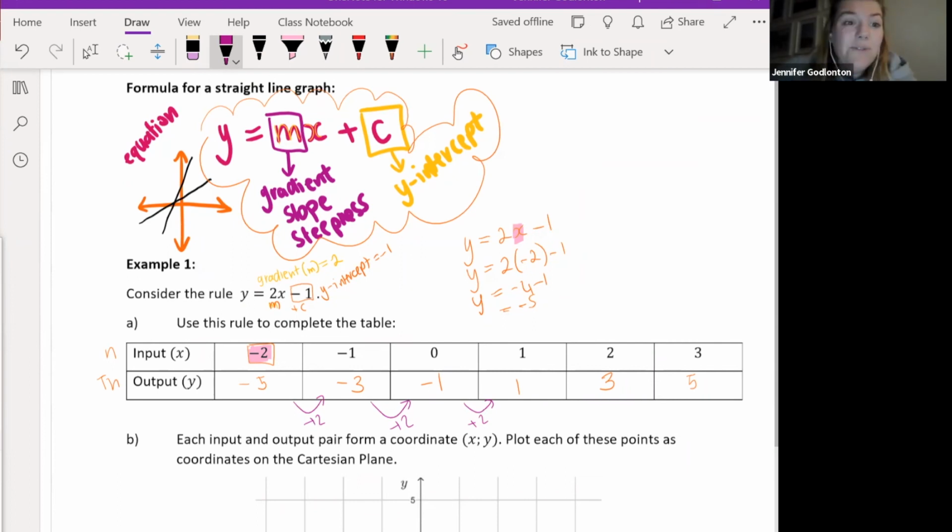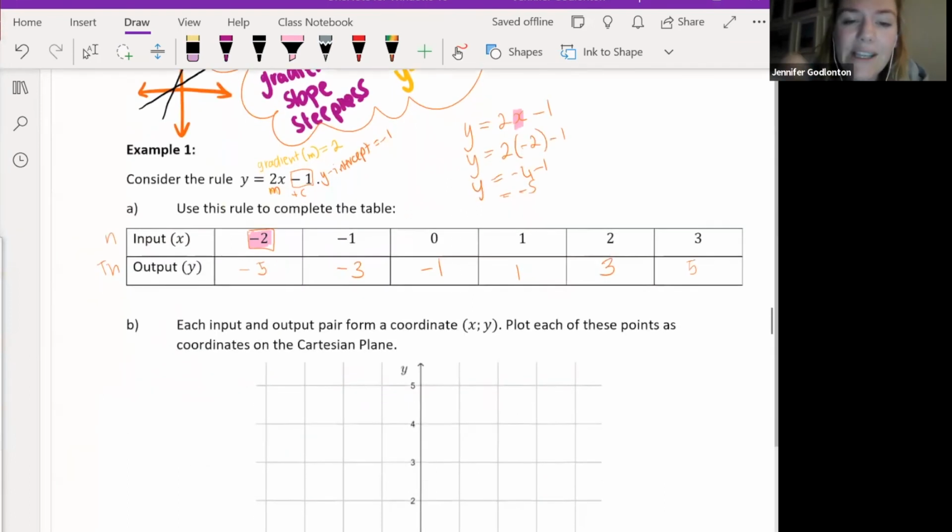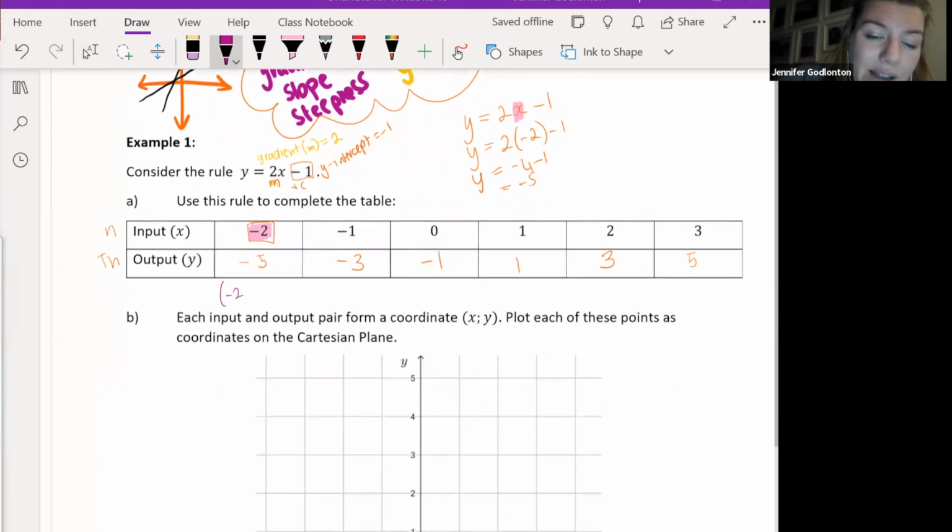Okay, so what you've done, guys, is you've landed up finding yourselves a set of coordinates. That's what you've done. So over here, my x value is -2 and my y value is -5. Here, my x value is -1 and my y value is -3. Then I've got 0 and -1, 1 and 1, 2 and 3, and 3 and 5. So we've found ourselves a set of coordinates.